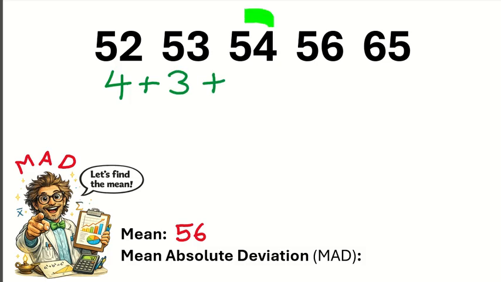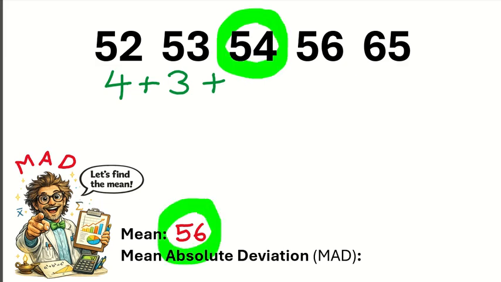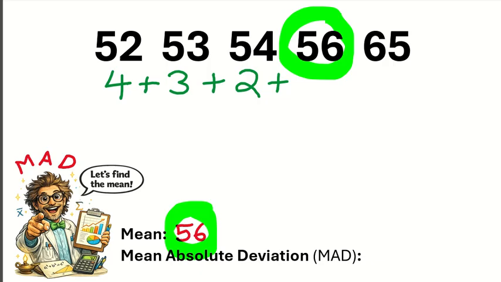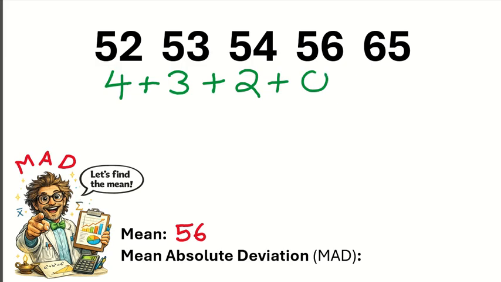And we go over to 54. How far is 54 from 56? Well, 54 is 2 units away from 56. So we'll put our 2 right there, and then we'll plus. And then how far is 56 from itself? Well, you guessed it. 56 is 0 away from itself, so we'll just add a 0.